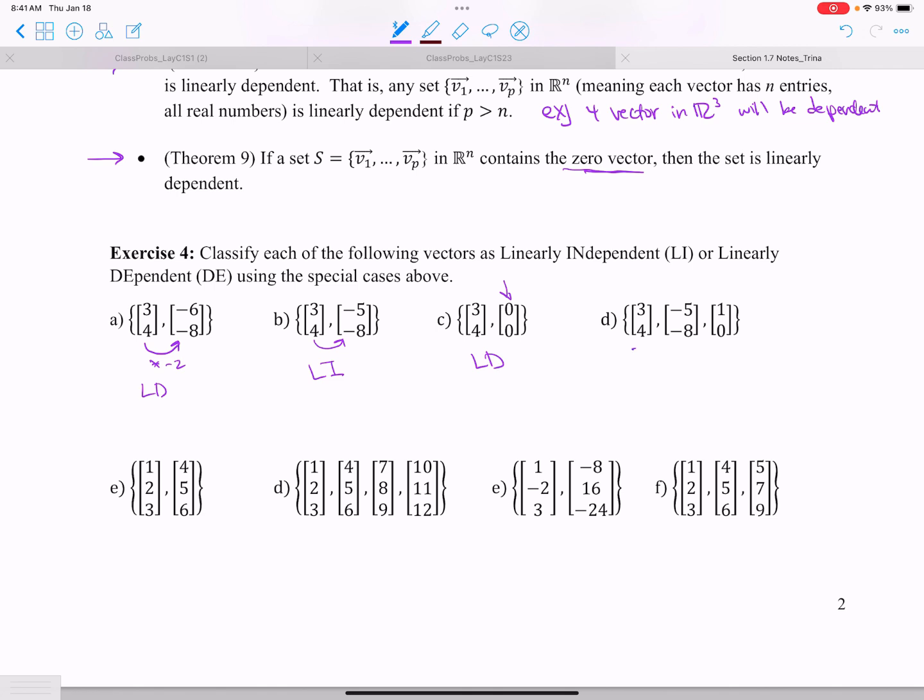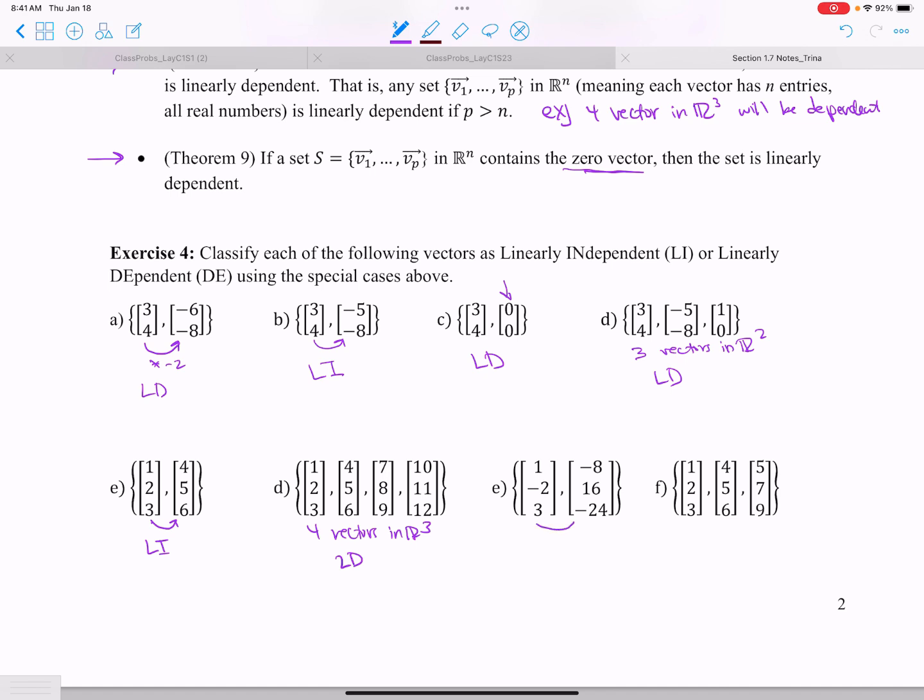This is 3 vectors in R2, so more vectors than the dimension, so these are linearly dependent. There is no multiple to get from here to here, so they're not multiples of each other, so linearly independent. This is 4 vectors in R3, so these are linearly dependent.